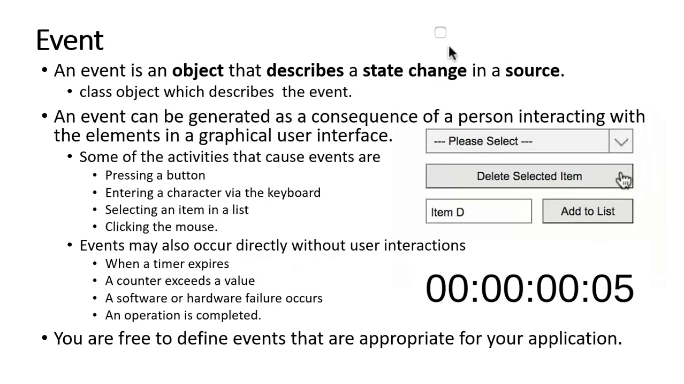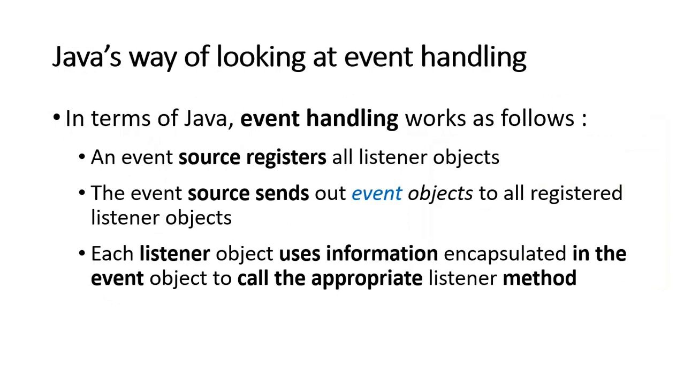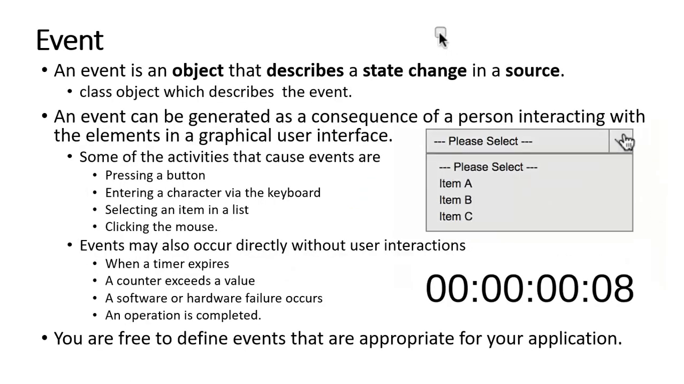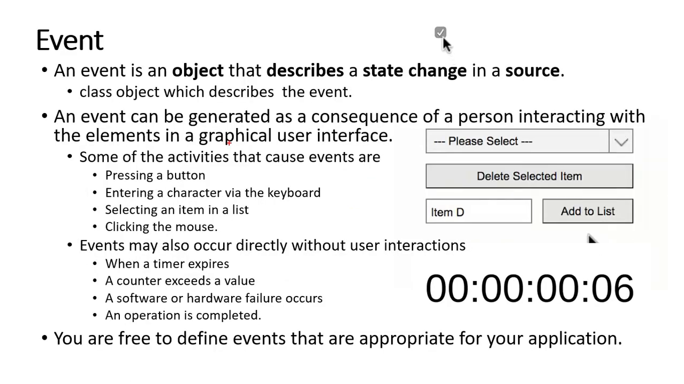Now let's look at the first thing. I've told you that the source generates this event object. So what is this event object? Let's look at that first. In Java, we know very well, everything is either a class or an interface or a package. You don't have anything else apart from that.